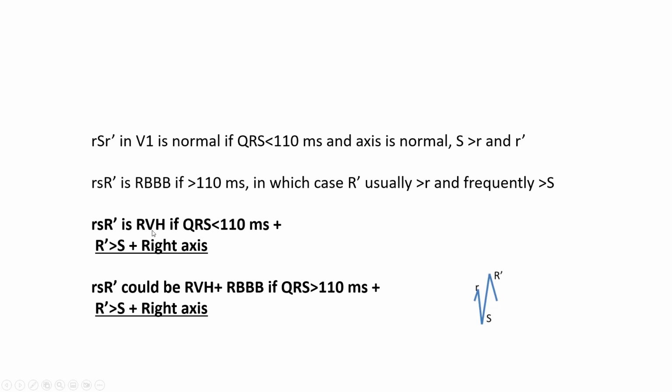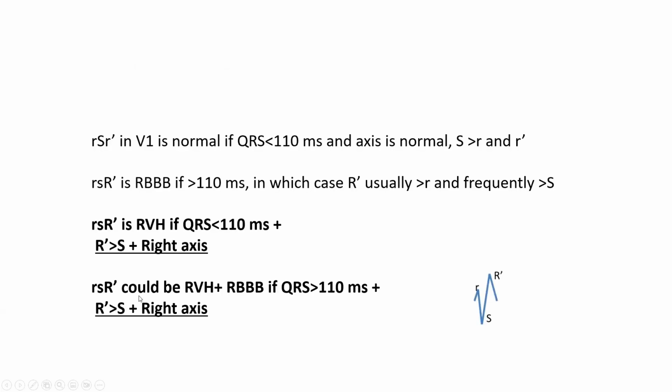RSR prime is RVH if QRS is less than 110 milliseconds, but you have R prime bigger than S with right axis deviation. So this is a pure RVH if QRS is less than 110 with this R prime more than S and right axis, as in this patient.